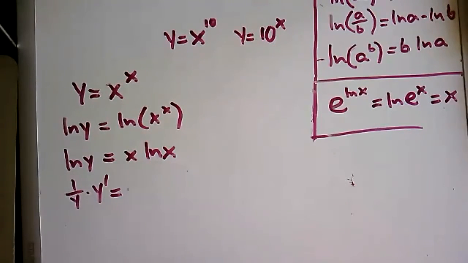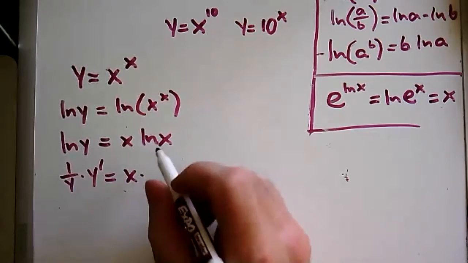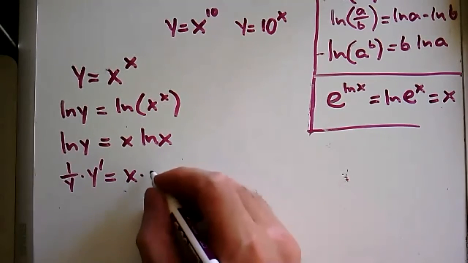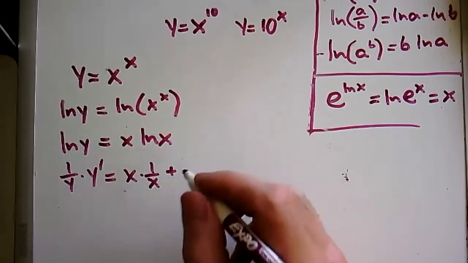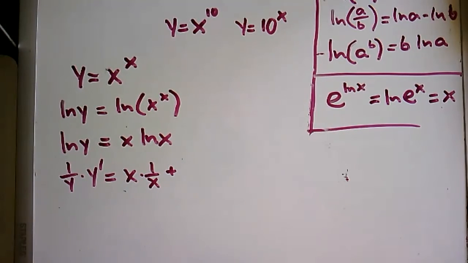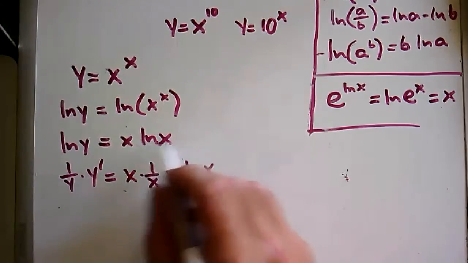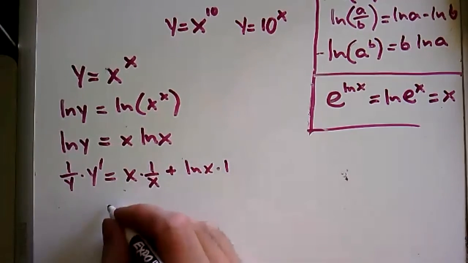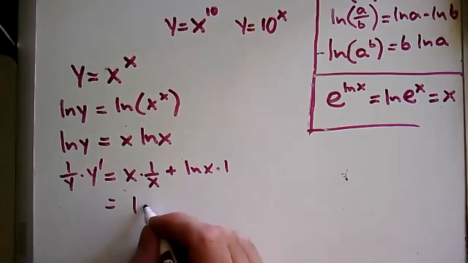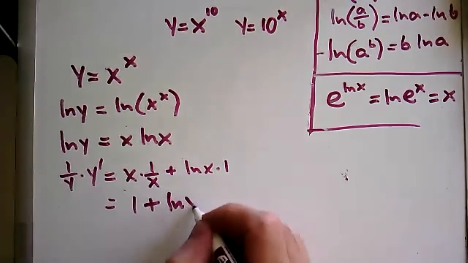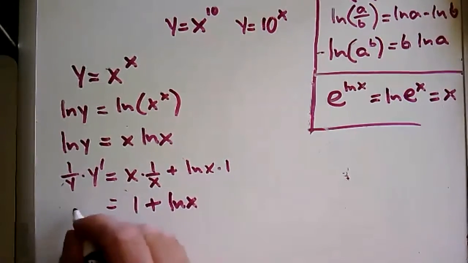Equals, okay, well on the right-hand side, I'm going to have to use product rule. So I'll take my first function x times the derivative of the second. Derivative of ln x is 1 over x. And then add that to, let's see, do I have that right? First times the derivative of the second plus the second times the derivative of the first. So ln x times 1. And I actually am going to do a little bit of simplifying here because I have an x times 1 over x. So really, so far I just have 1 plus ln x equals y prime times 1 over y.